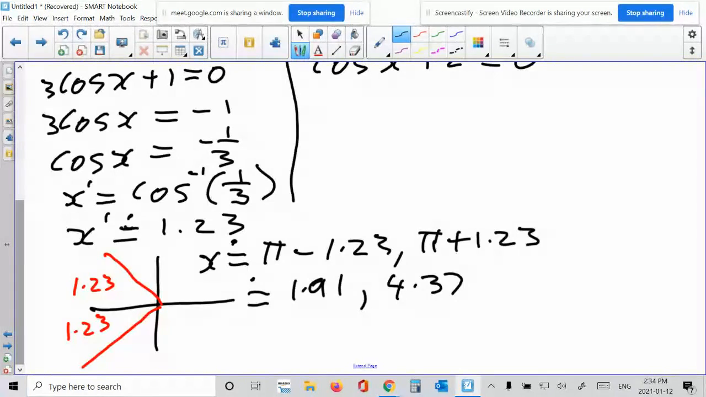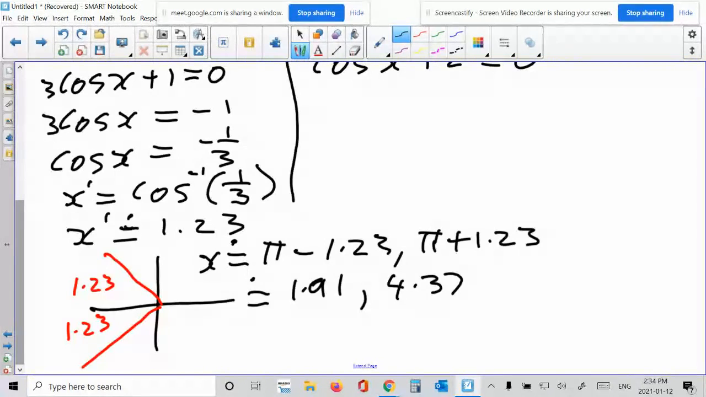Because that answer of cosine to the minus 1 of 1/3 is just how far I am from the x-axis. It doesn't tell me what quadrant I'm in until I look at the sign of the line before that. The sign of the line before that was negative, so that's where I go with it. So whenever you don't have special angles, you leave it in decimals.